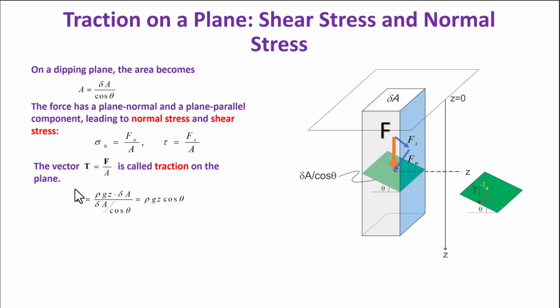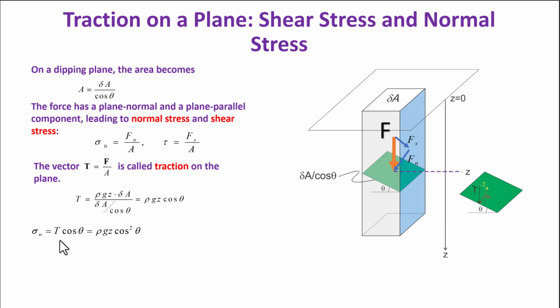So we can carry out the analysis similar to the previous slide. The total force is rho gz delta A, the same as the previous slide. The total area is now updated by this A. So total force divided by the area gives this. That's the traction. The magnitude of the traction is rho gz cosine theta.